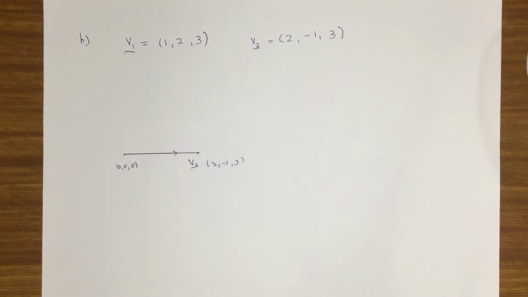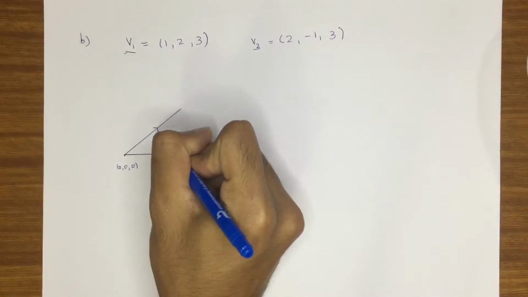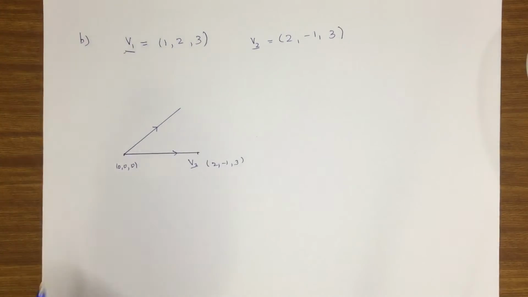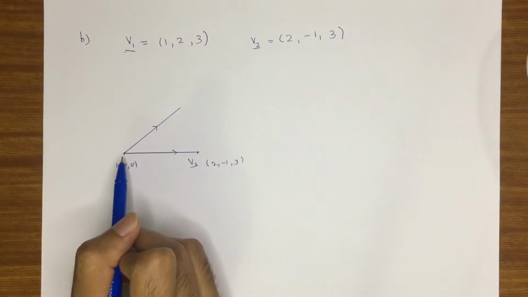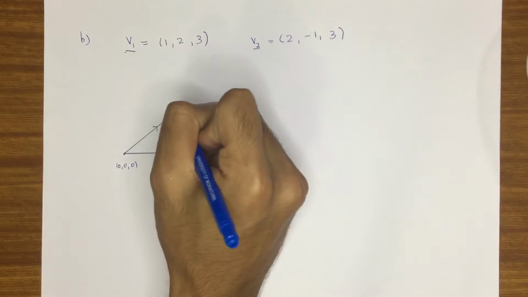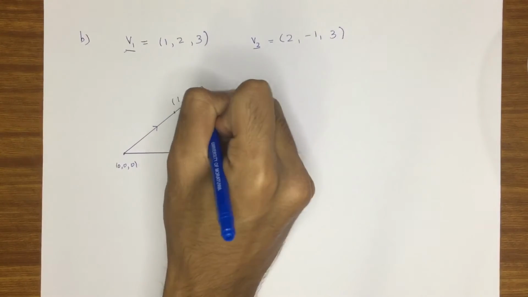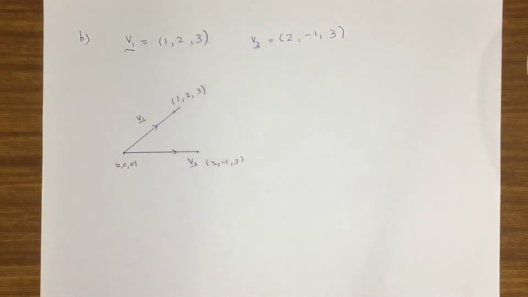Likewise, we can also draw the v1 vector. Let's say this is going to be in this direction. Also the main point over here is it's also going to go from the same origin point. So we can directly tell, let's say there's a point called (1, 2, 3). This is the v1 vector.